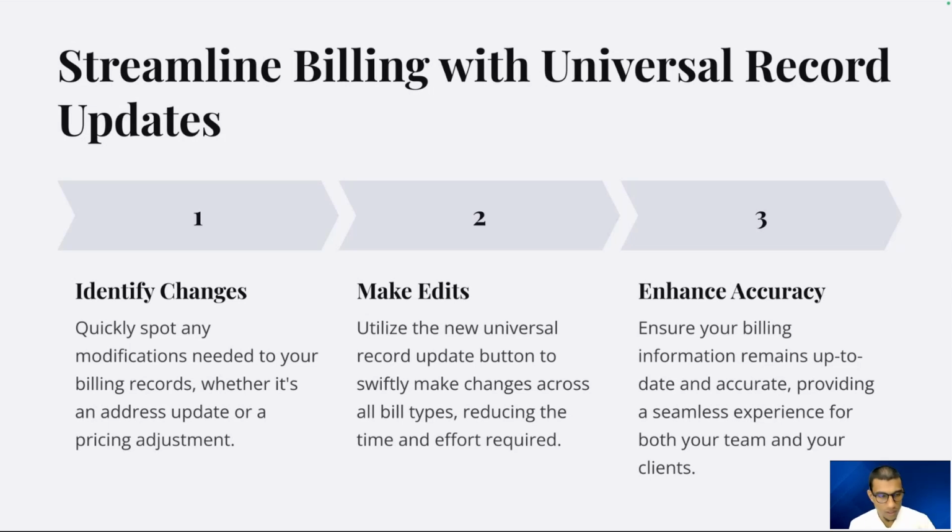So identifying the change is very easy because it gets reflected on top of the bills. You can spot it very easily. And if you only want to make a very small change in a very quick manner, it can be changed. So like I said, the universal record update button was only present with respect to invoices and sales orders, right? We have spread it all along the software. That's what we will be speaking about.